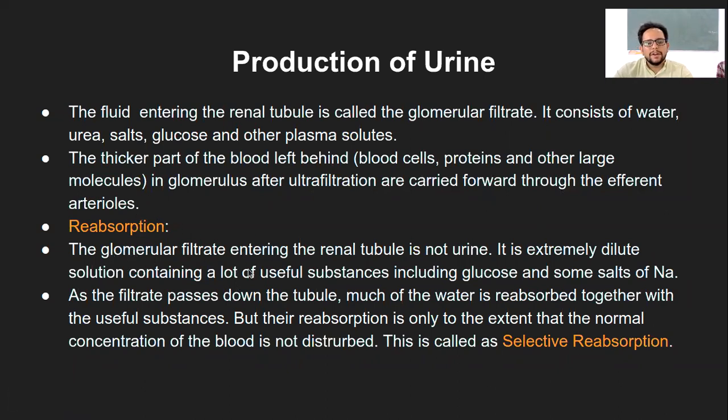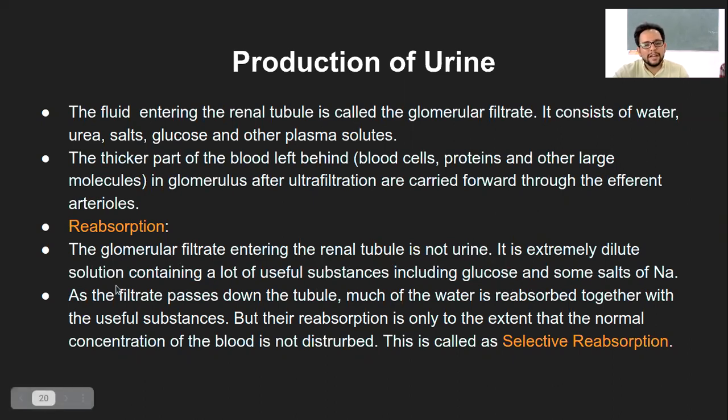So glomerular filtrate, the thicker part of the blood, whatever is incoming into the Bowman's capsule that will enter into the renal tubule, is not urine. We usually have a misconception that whatever has filtered out from the glomerulus as a glomerular filtrate comes as it is to become urine, but that is not the case. It gets reabsorbed to quite a lot of extent, that's what we had seen earlier, and then it becomes urine. So that is what the first point says: glomerular filtrate is not urine.